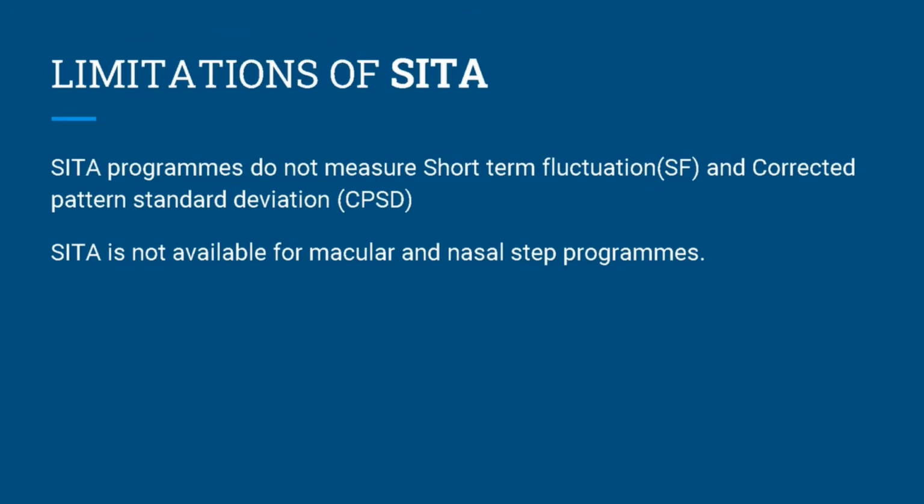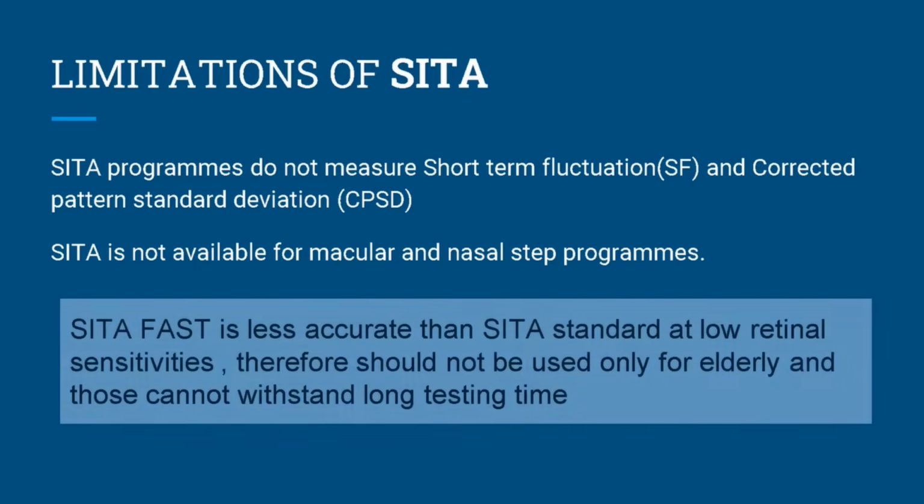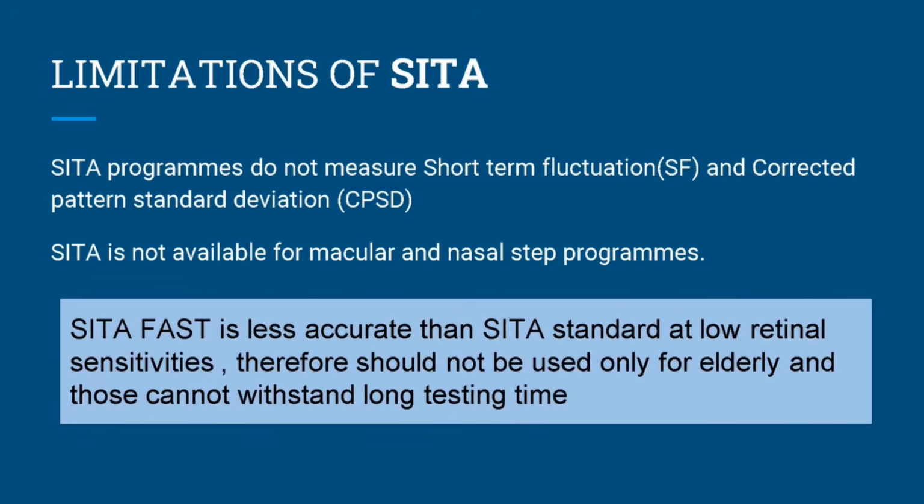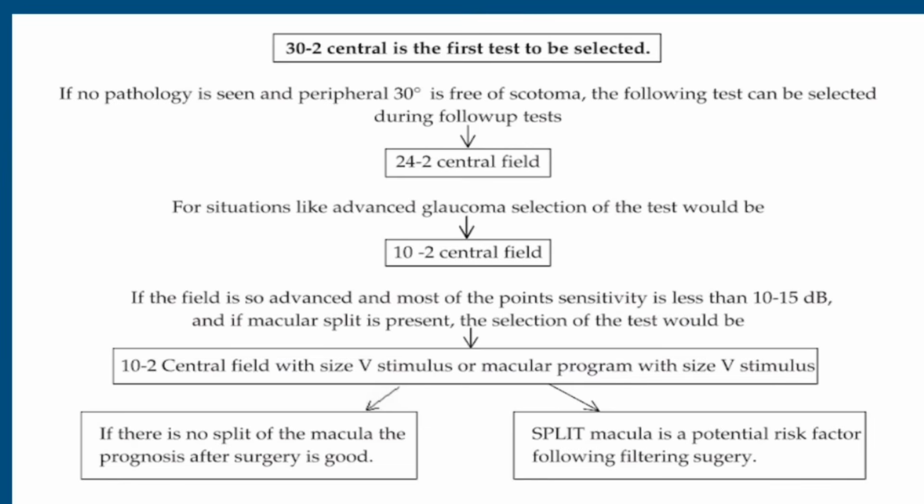There are certain limitations of SITA. It does not measure the short-term fluctuations or the corrected pattern standard deviation. SITA is not available for macular or nasal step programs also. Now, SITA fast is less accurate than SITA standard at low retinal sensitivities. Therefore, SITA fast should be used only when the patient cannot tolerate longer testing times. With so many testing points and strategies at our hand, which test do we use for the patient?